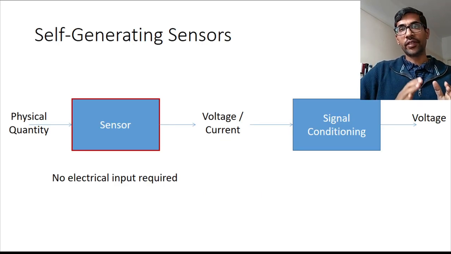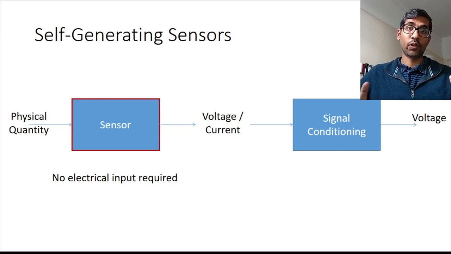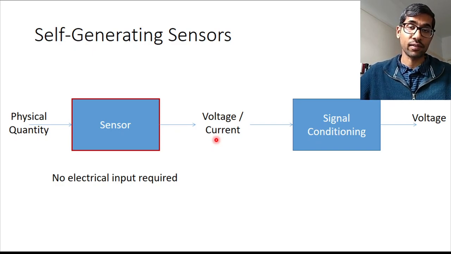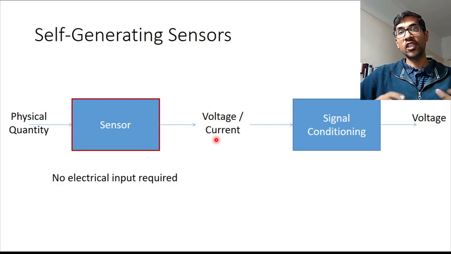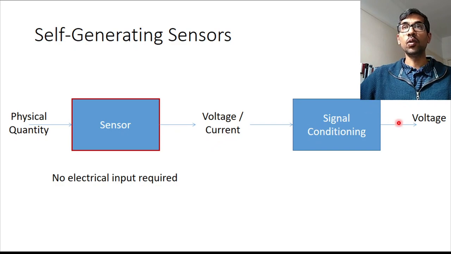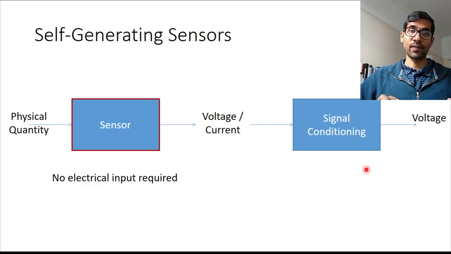When we looked at the sensors previously, we looked at resistive sensors and we looked at reactive sensors. And what do we mean by that? What we said was that if you have a physical quantity and you give it to a sensor, the output would be a change in resistance or a change in reactance, right? And you would have to convert that change in resistance or change in reactance to a change in voltage using a signal conditioning circuit, which would involve an external voltage source, right? Only then you would be able to get a voltage or a current.